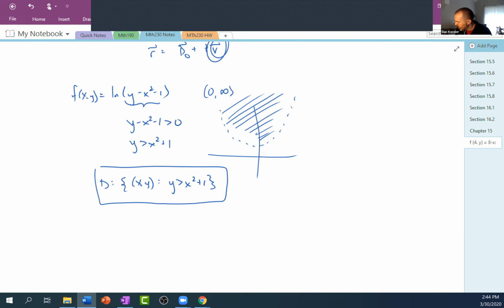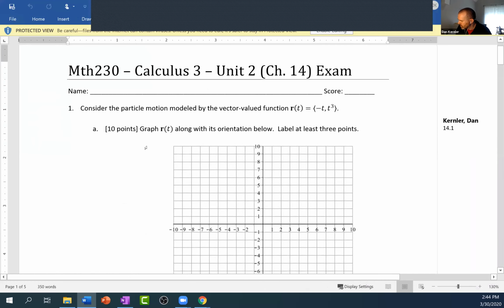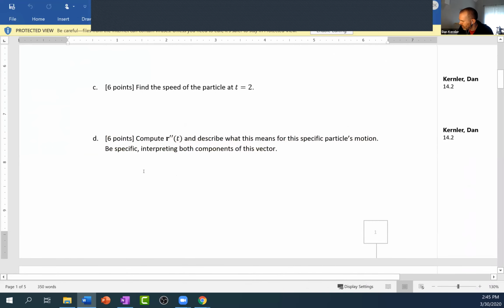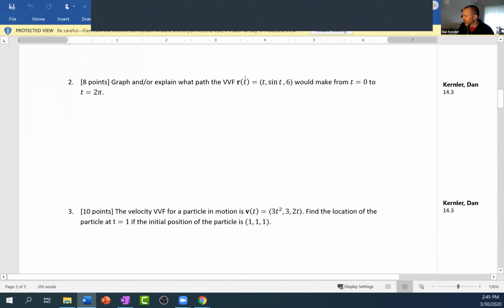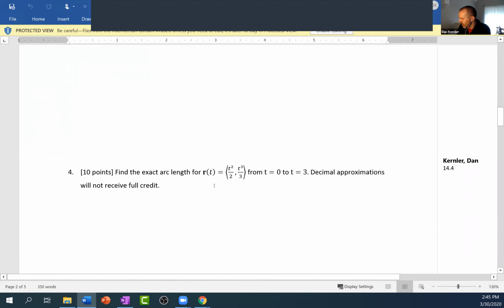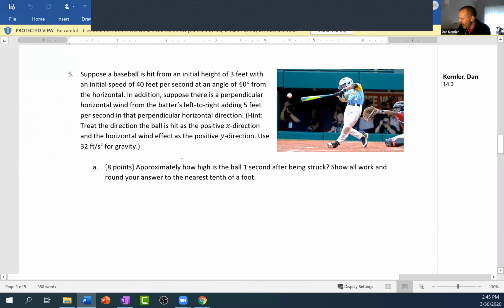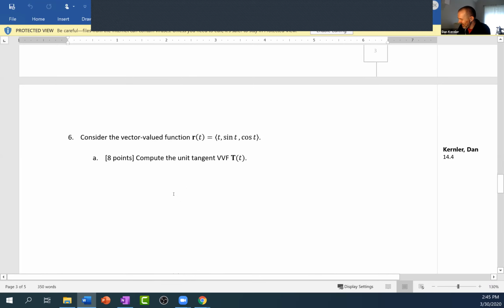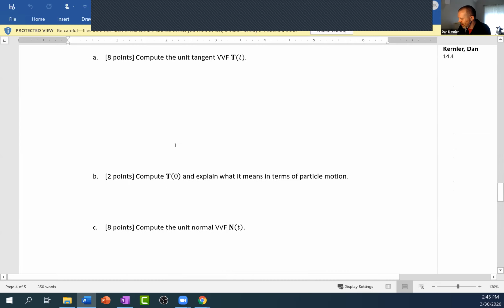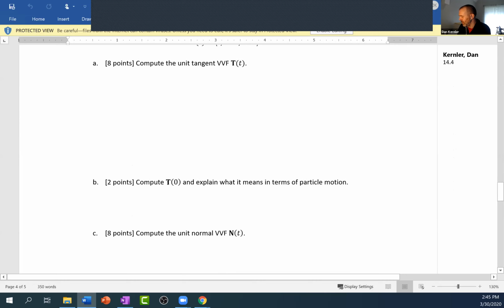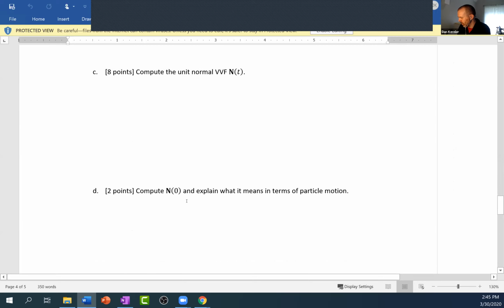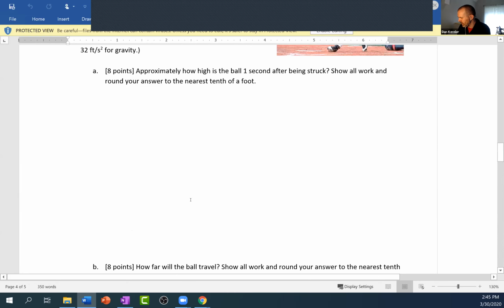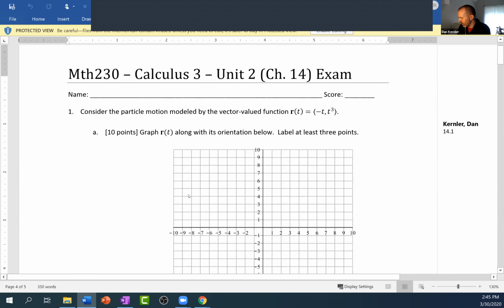So just to give you an idea, here was our chapter 14. We did some particle motion, we graphed a path, we did a velocity vector, found the speed, found the second derivative. We graphed a path in 3 dimensions, velocity, arc length. Oh, the baseball one that was really poorly explained. That did not go well. Everybody remember that one? That was bad. And then vector valued function, unit tangent. There are 4 parts to this, but once you have the unit tangent function, computing T at 0 is easy enough. Unit normal. And then curvature, I think that was the last one. So we had 7 questions, but if you count all the parts, there's 3 more. That's 10, 11, 12, 13, 14 if you count all the parts.